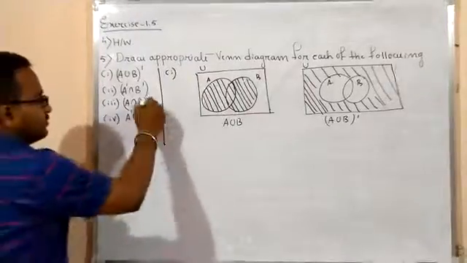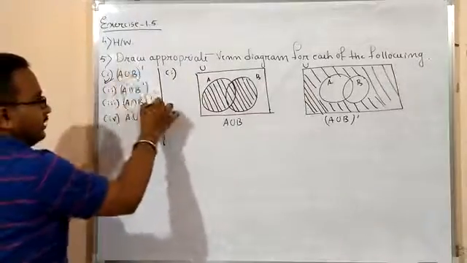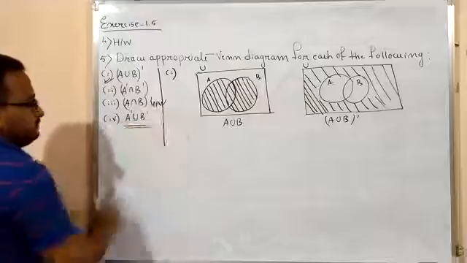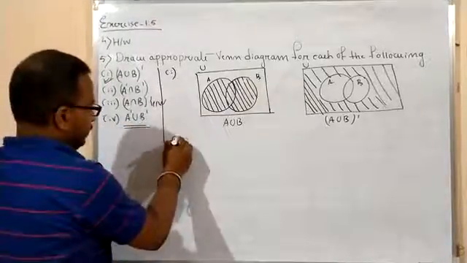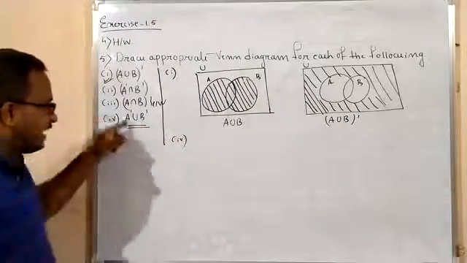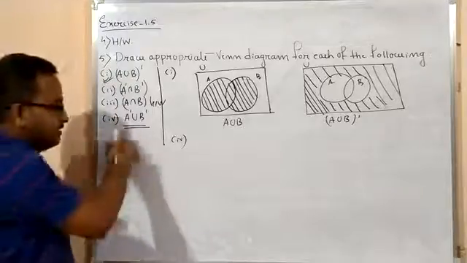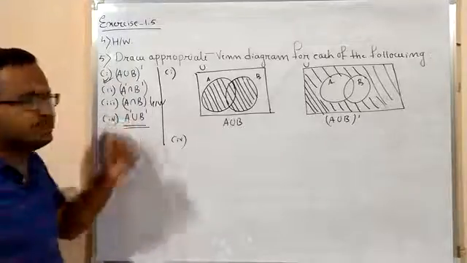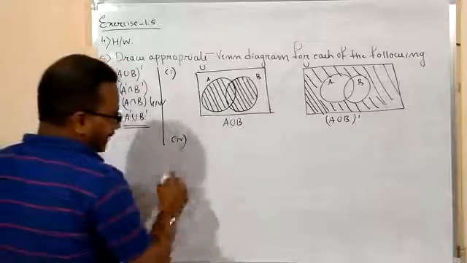This is A union B complement, right? So try to solve this one. I have done one, and this is your homework. Let me do this one. So number 4. First of all, you have to identify A complement first, right? Then you have to identify B complement. Now A complement will be what?